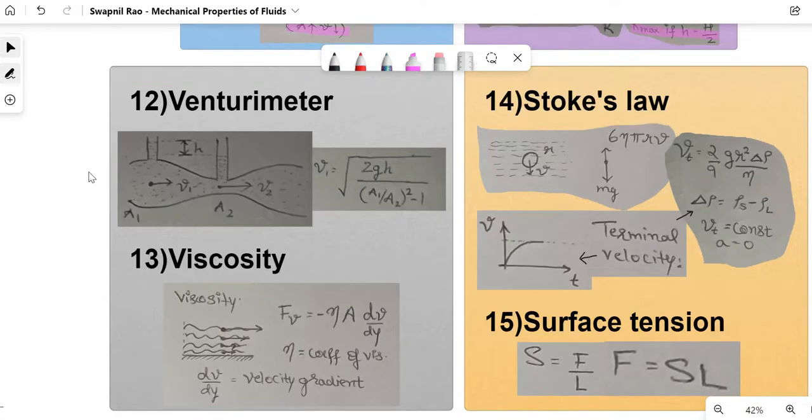Next one would be Venturimeter. I'm not sure how to pronounce it. I think it's Venturimeter. I'm sorry for the mispronunciation. So this is how the diagram is going to look like.